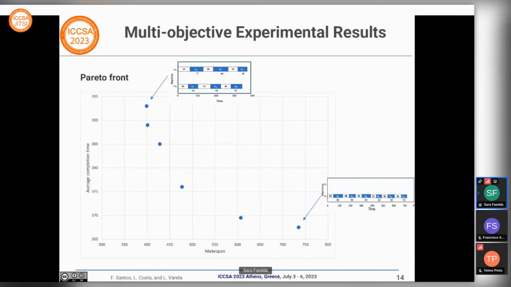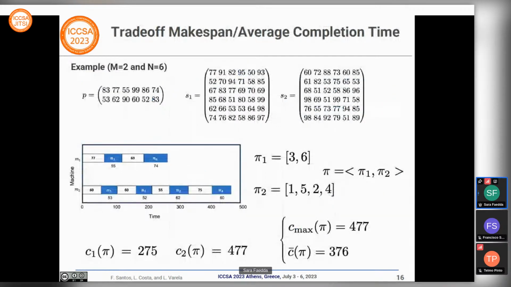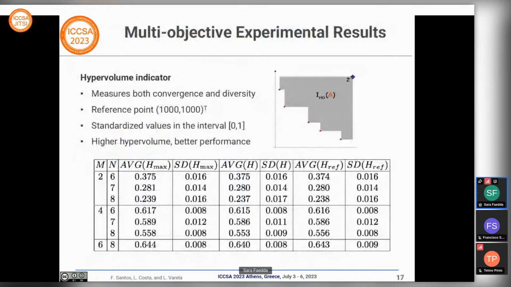In general, the decision maker can choose a trade-off that corresponds to this solution. This is the presentation of this solution. I will skip that. We have also measured the performance of the algorithm in terms of the hypervolume indicator that measures both convergence and diversity with this reference point. All values are standardized in the unitary space, and I must say that the higher hypervolume corresponds to a better performance. These are the results.